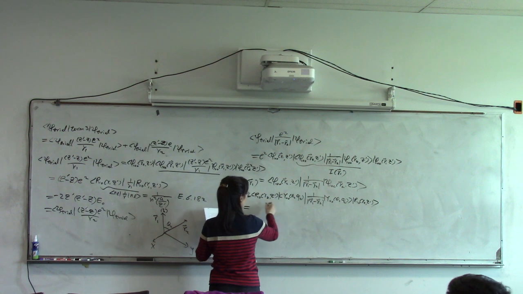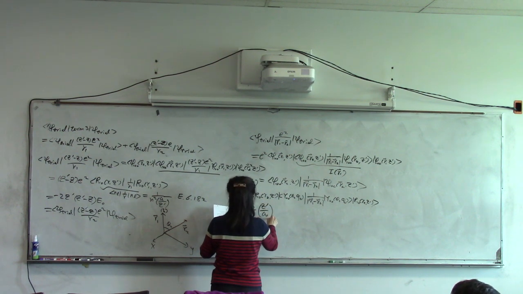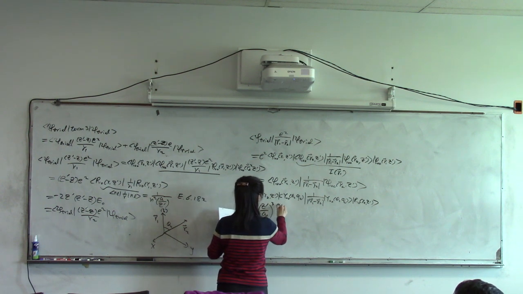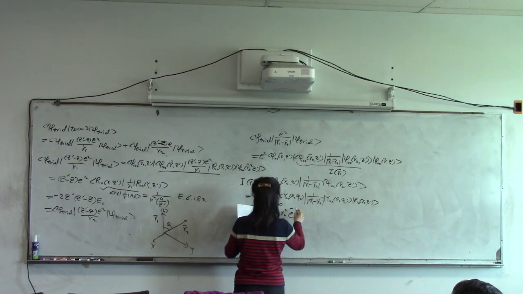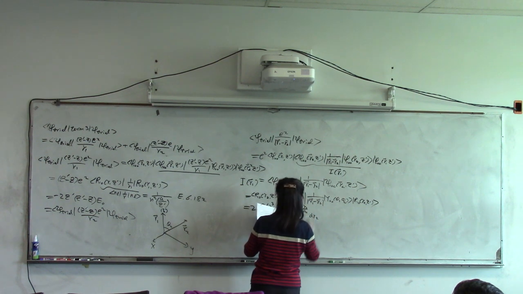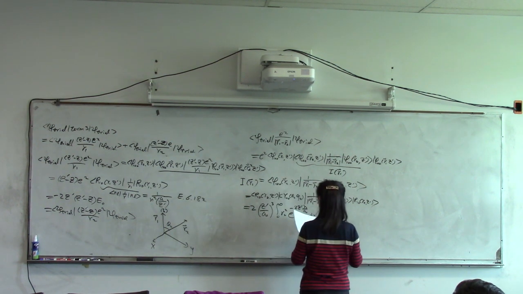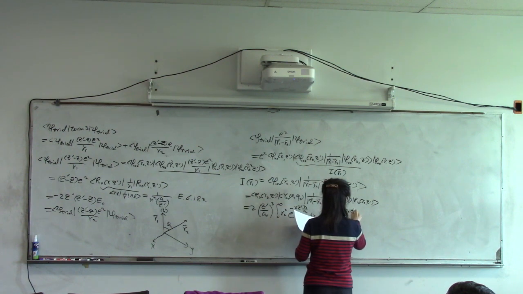So this part is 2 Z prime over a naught cubed, integral from 0 to infinity of R2 square, and this from the radial function, right? When n is 1, l is 0. So that is minus 2 Z prime R2 over a naught, dR2. That is the radial part. Now the angle part is from 0 to pi for theta 2, sine theta 2 d theta 2.